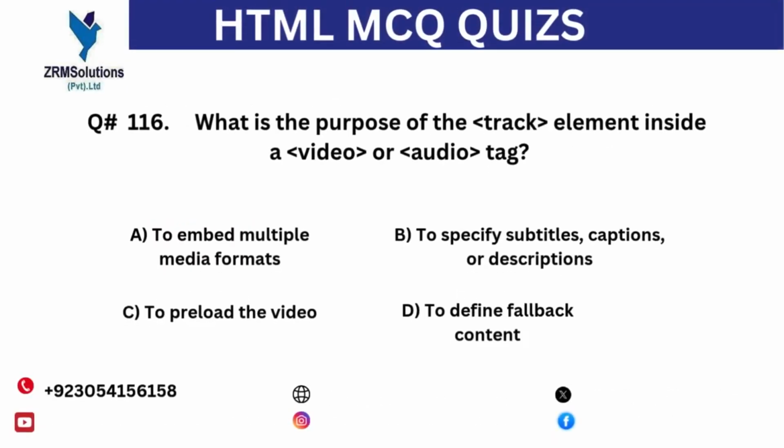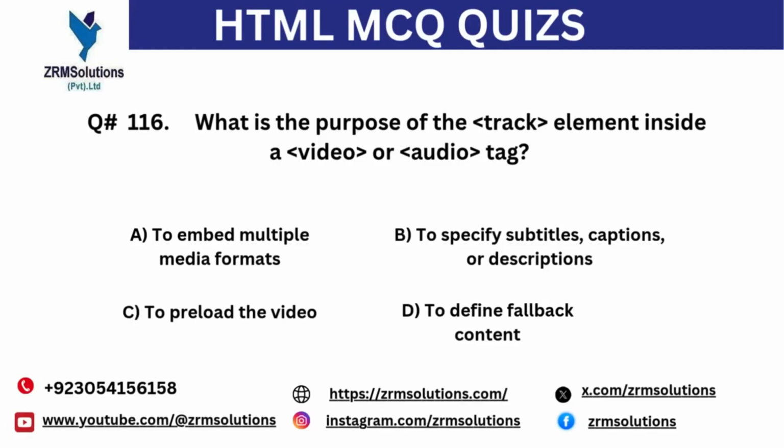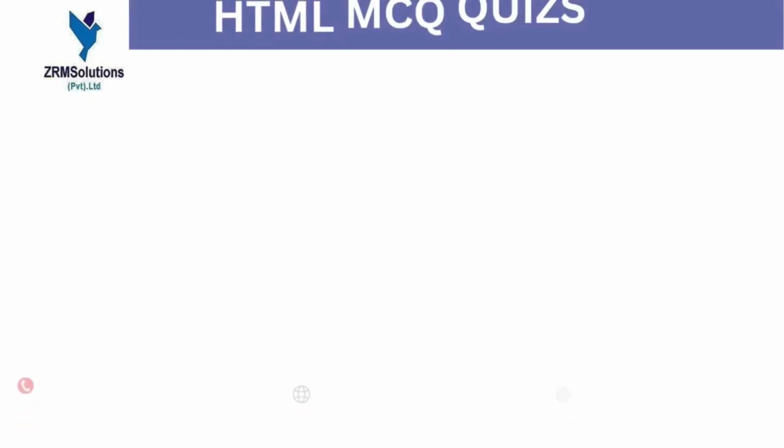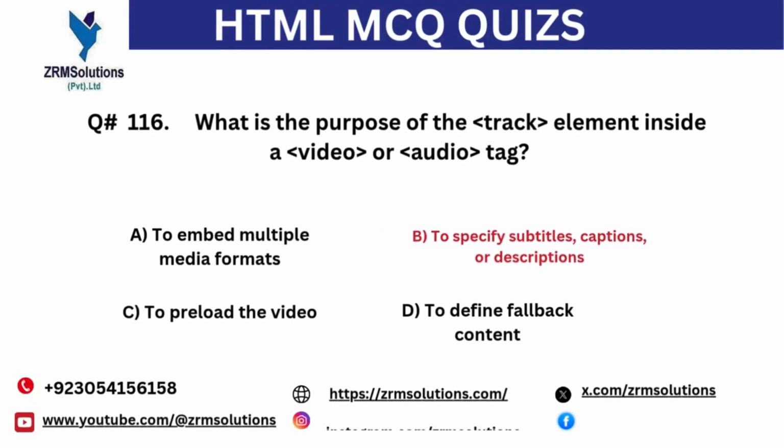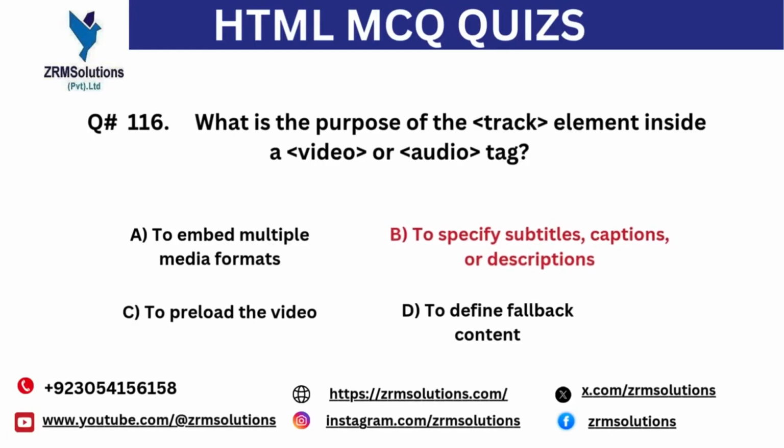What is the purpose of the <track> element inside a <video> or <audio> tag? Option A, to embed multiple media formats. Option B, to specify subtitles, captions, or descriptions. Option C, to preload the video. Option D, to define fallback content. The correct option: B, to specify subtitles, captions, or descriptions.